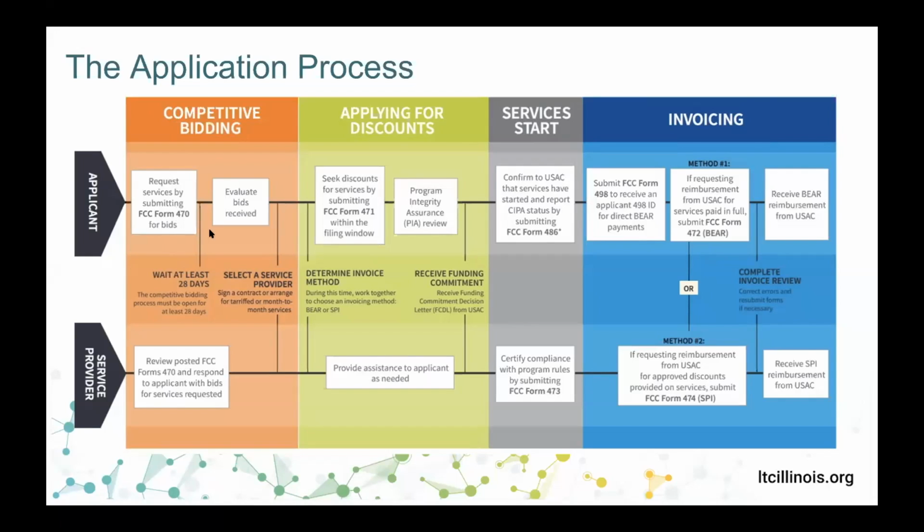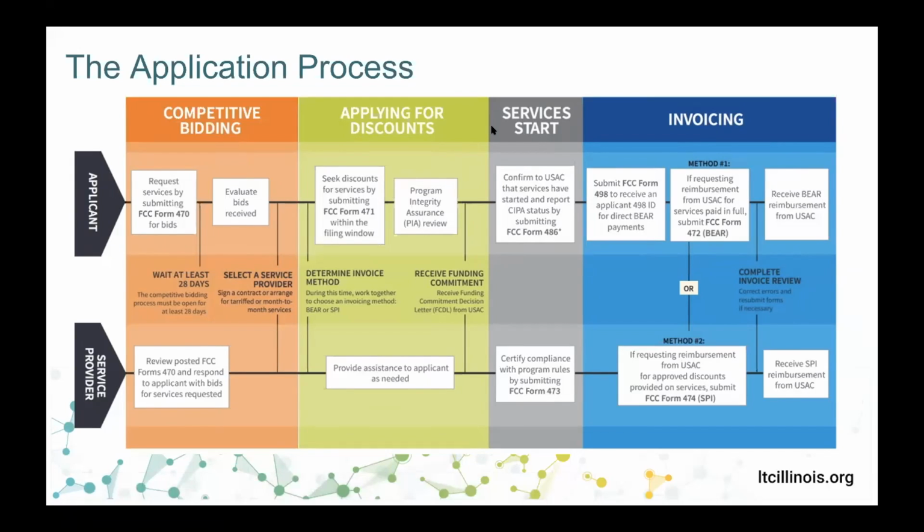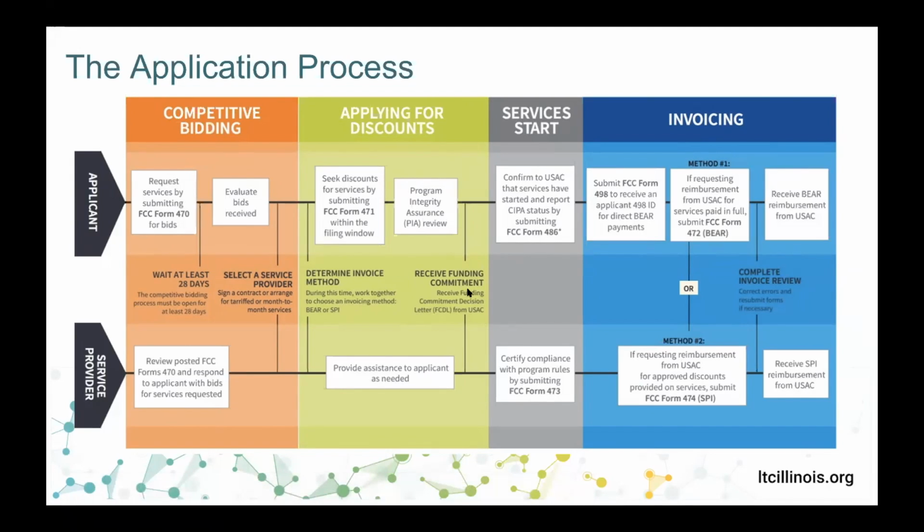But we will file our 470 and then our 471 for services to start here July 1st of the next year. So we are fortunate in Illinois that our fiscal year corresponds with the fiscal year for E-rate. So our services start date is July 1st, just with our fiscal year. So this is a program where you are pre-planning and asking for funding that will take place in the next year of services.